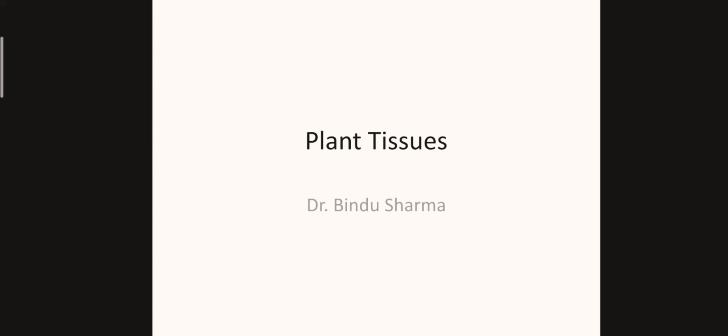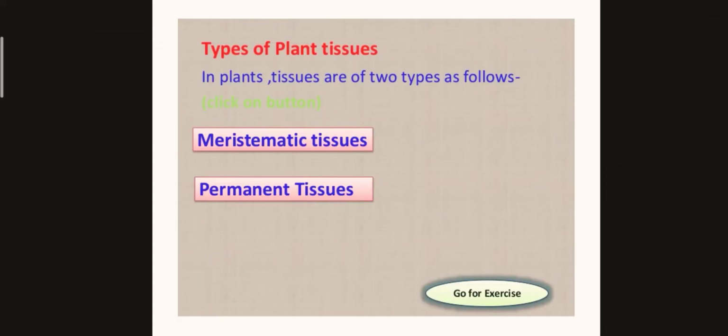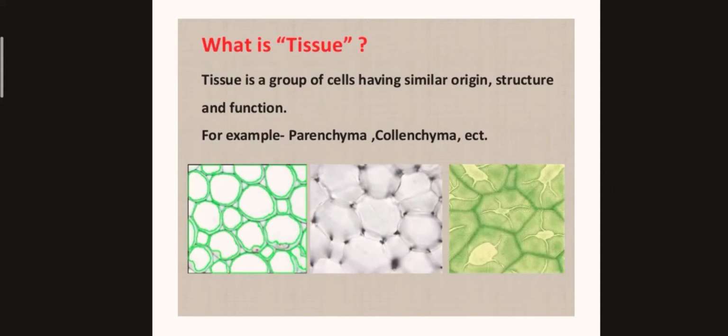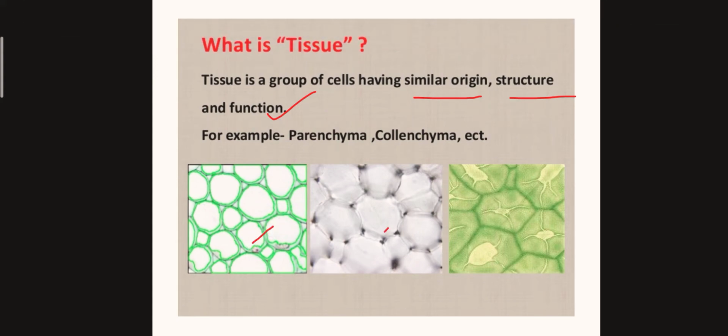This video deals with the plant tissues. There are two types of tissues, the meristematic tissues and permanent tissues. Basically, tissue is a group of cells which have similar origin, structure and function, like the parenchyma, collenchyma and sclerenchyma, etc.